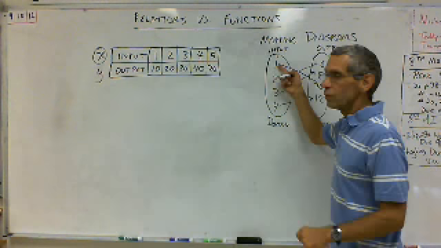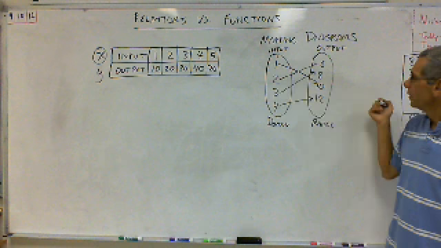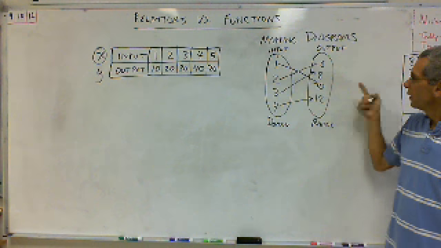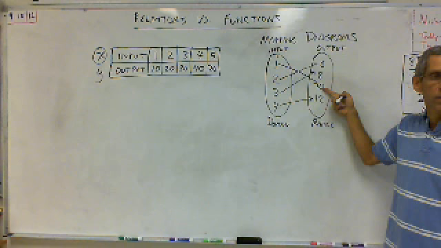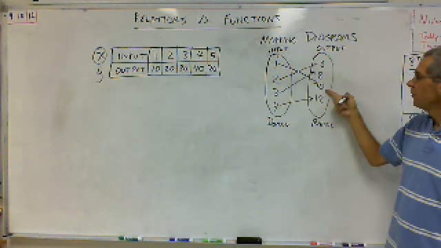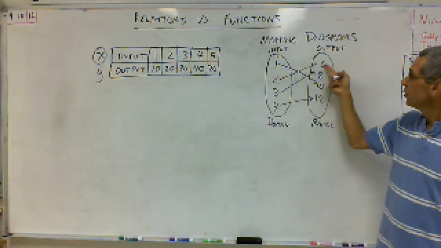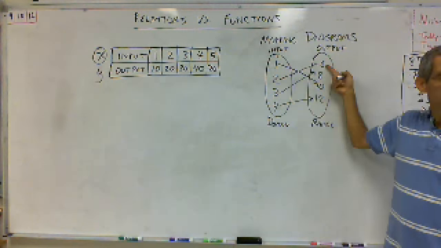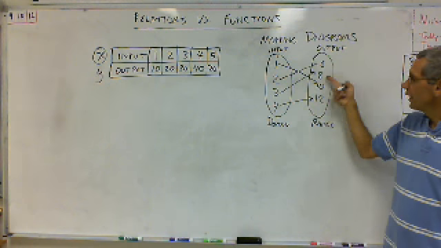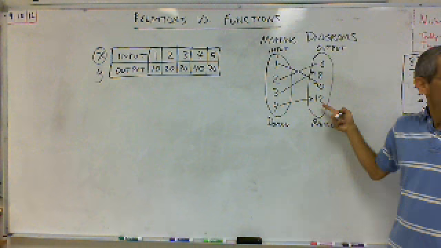For this number, how many values does 1 have in the y? It only has 1, right? It goes down to the 10. So there's only 1 value for this x. When x is 1, there's 1 value for y. It's 10. When x is 2, there's only 1 value, right? It's 6. When x is 3, there's only 1 value. It's 8. When x is 4, there's only 1 value. It's 12. So this is a function.